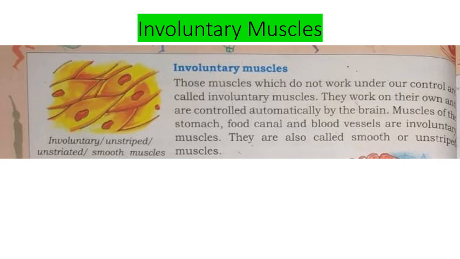Involuntary muscles. Those muscles which do not work under our control are called involuntary muscles. They work on their own and are controlled automatically by the brain. Muscles of the stomach, food canal, and blood vessels are involuntary muscles. They are also called smooth or unstriped muscles.